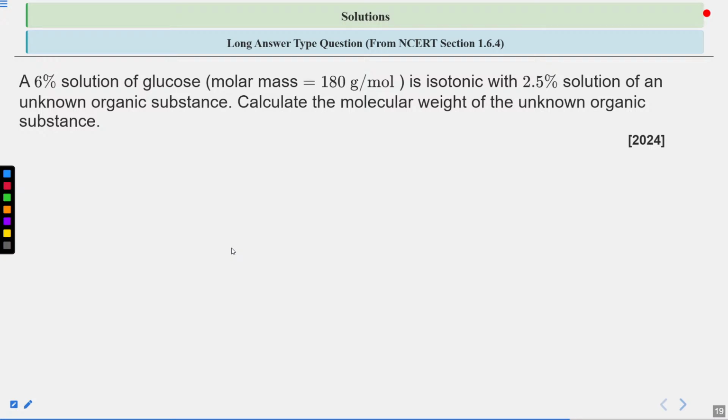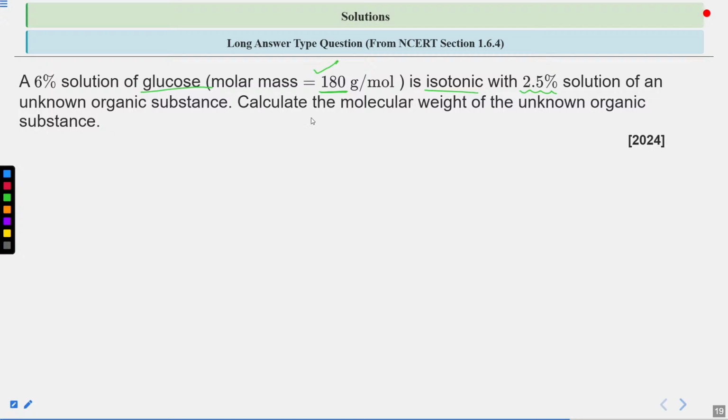Okay, this question is again a long answer type question, and this covers the NCERT section 1.6.4 in the solutions chapter in the NCERT textbook. The question asks that a 6% solution of glucose whose molar mass is 180 grams per mole is isotonic with a 2.5% solution of an unknown organic substance. So we are talking about two solutions. The first one is a 6% solution of glucose. The molar mass of this glucose is given, and this solution is isotonic with another solution, which is a 2.5% solution of that unknown organic substance.